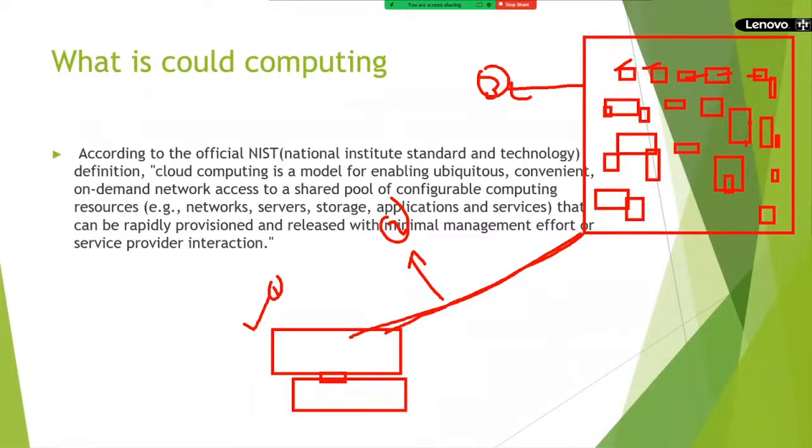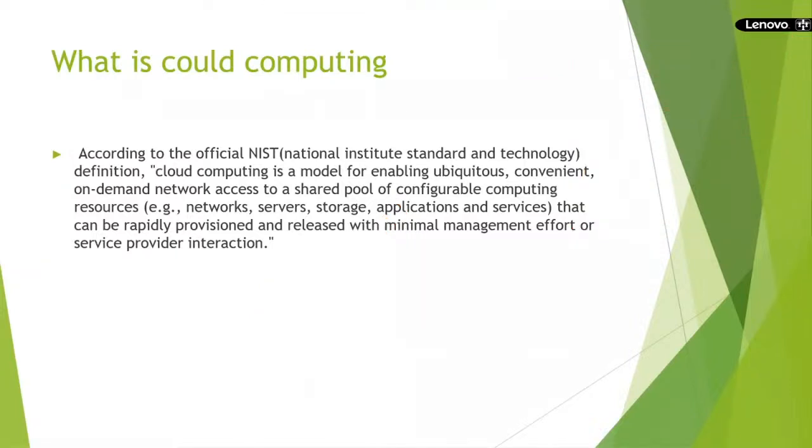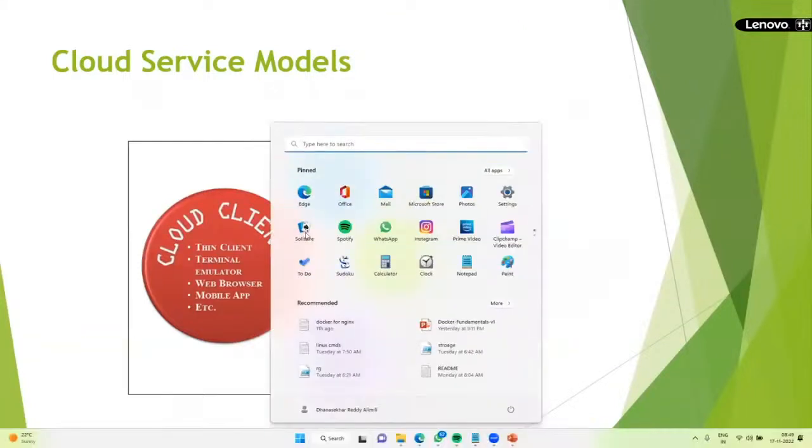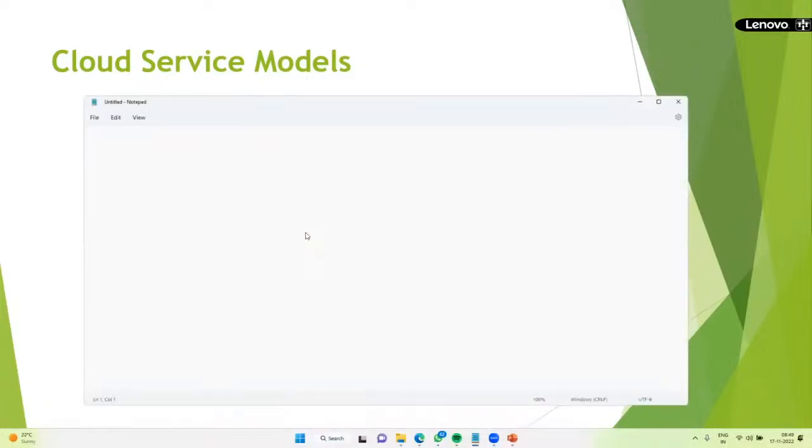That's why I gave a simple definition of what the cloud is: a collection of remote services accessed over the internet is called cloud computing. Next, in the cloud, we have three types of services, guys: IaaS, PaaS, and SaaS. Based on your business requirement, you can choose which cloud service model is required.